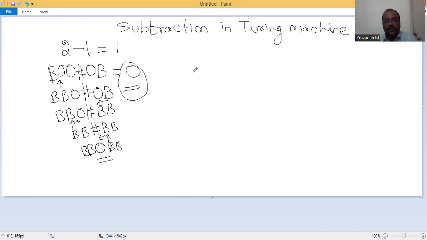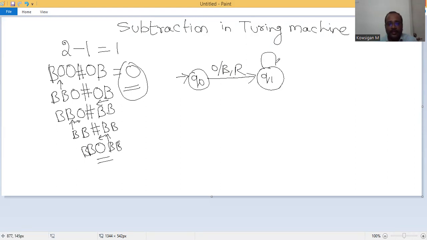So how can we draw the automata diagram for this Turing machine? Start from the initial state Q0. The 0 will be replaced as blank and move to right hand side, and until you are reaching the right hand blank, you have to mention that 0 is replaced as 0 and move to right hand side, and hash will be mentioned as hash and move to right hand side, then Q2.